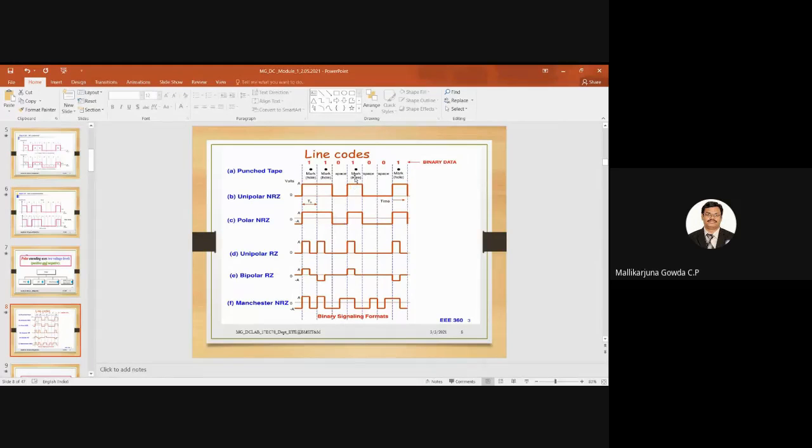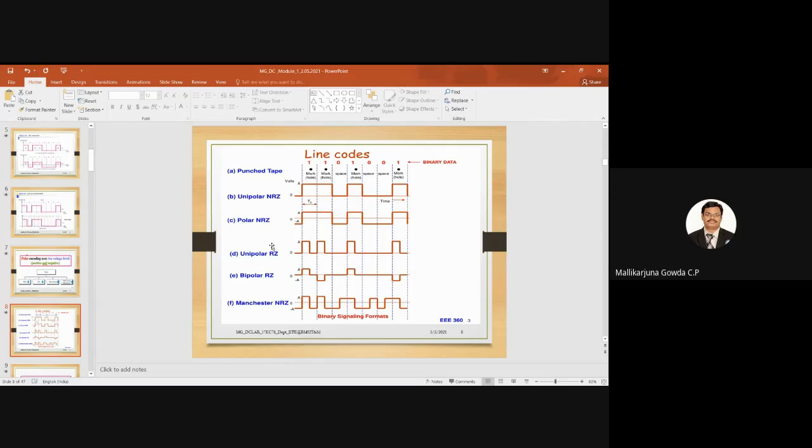So next data is 1. I am representing with plus 5 volts. Next 2 data bits are 0 0. That is why I am representing with minus 5 volts. Next data bit is 1, so I am representing it by plus 5 volts. So for the entire bit duration, it will be plus 5 for data 1. And for data 0, it will be minus 5 volts for the entire bit duration. That is why it is called NRZ, non-return to zero.